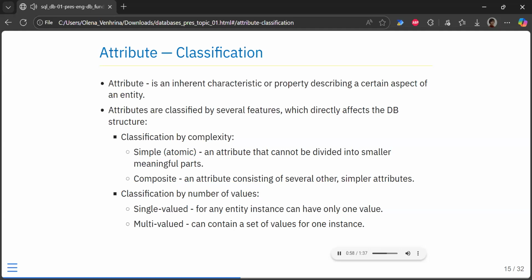Second classification, by number of values. Most attributes are single-valued. A student has only one date of birth, or one record book number. But some attributes are multi-valued. One student can have, for example, 3 different phone numbers, or know 4 foreign languages. And these multi-valued attributes create a specific problem for classic relational SQL databases. SQL tables are built on the idea of one value in one cell. We cannot simply shove a list of 3 phones into one cell. This requires a special solution which we will consider on the next slide, along with the third classification of attributes.